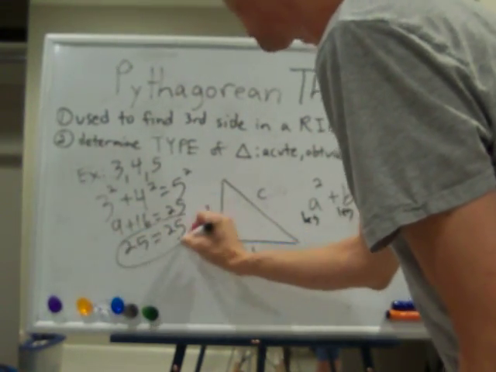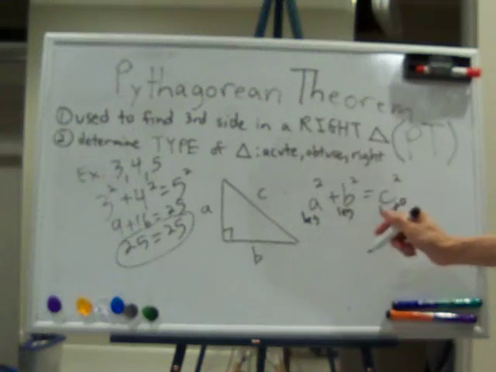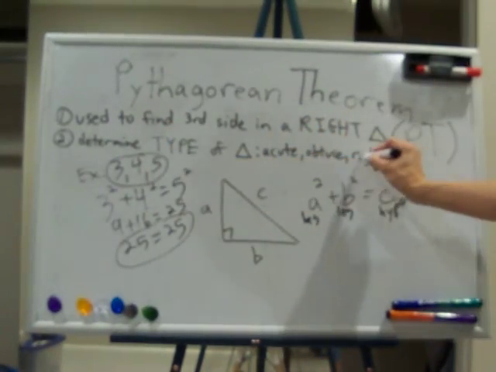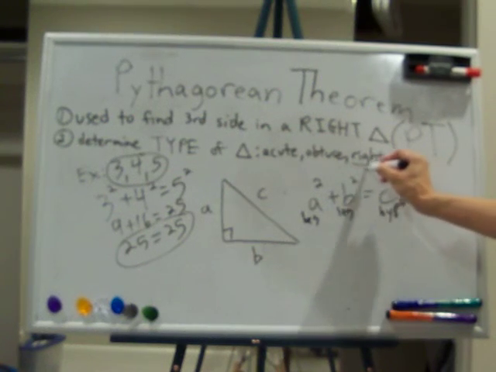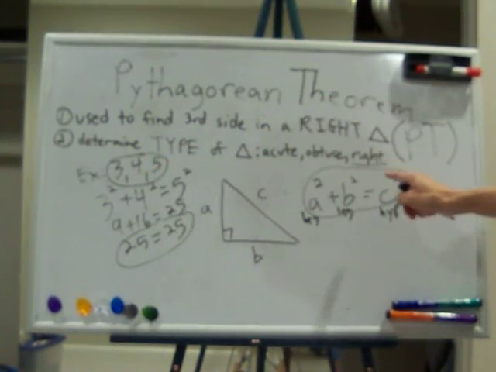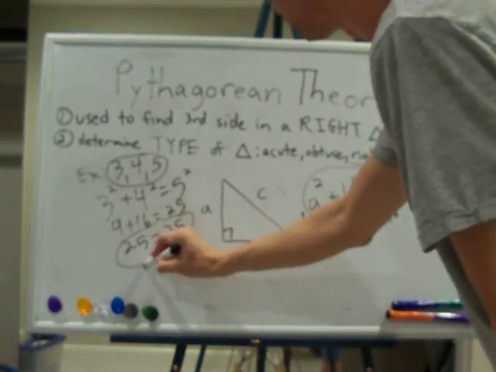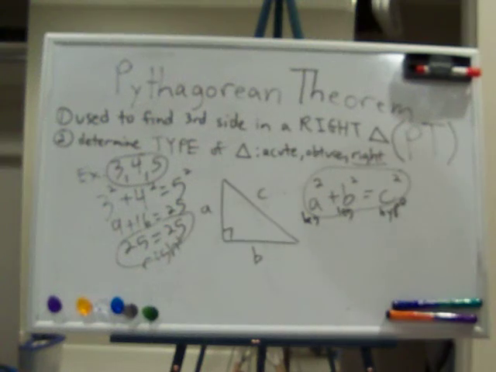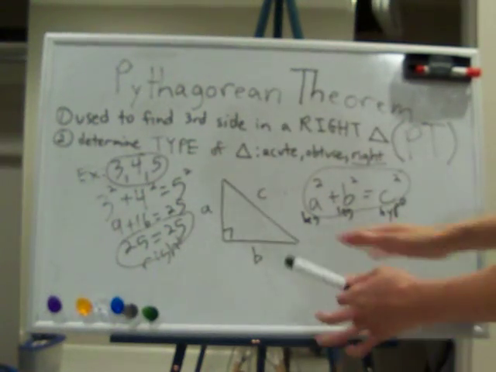So if this is a true statement, then we know that this triangle right here is a right triangle. So if this statement is true for that triangle, then we know it's a right triangle. This is a true statement. We know this triangle here with these three sides is a right triangle, right? Okay, but what if that was not the case?